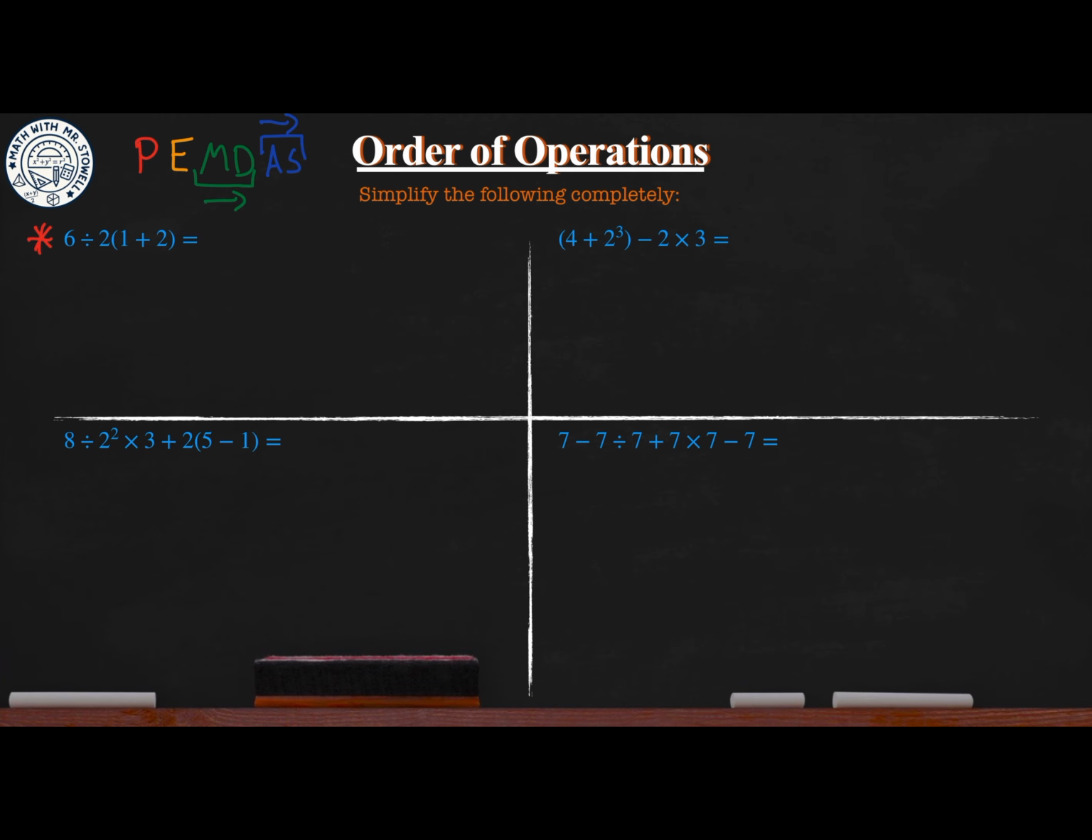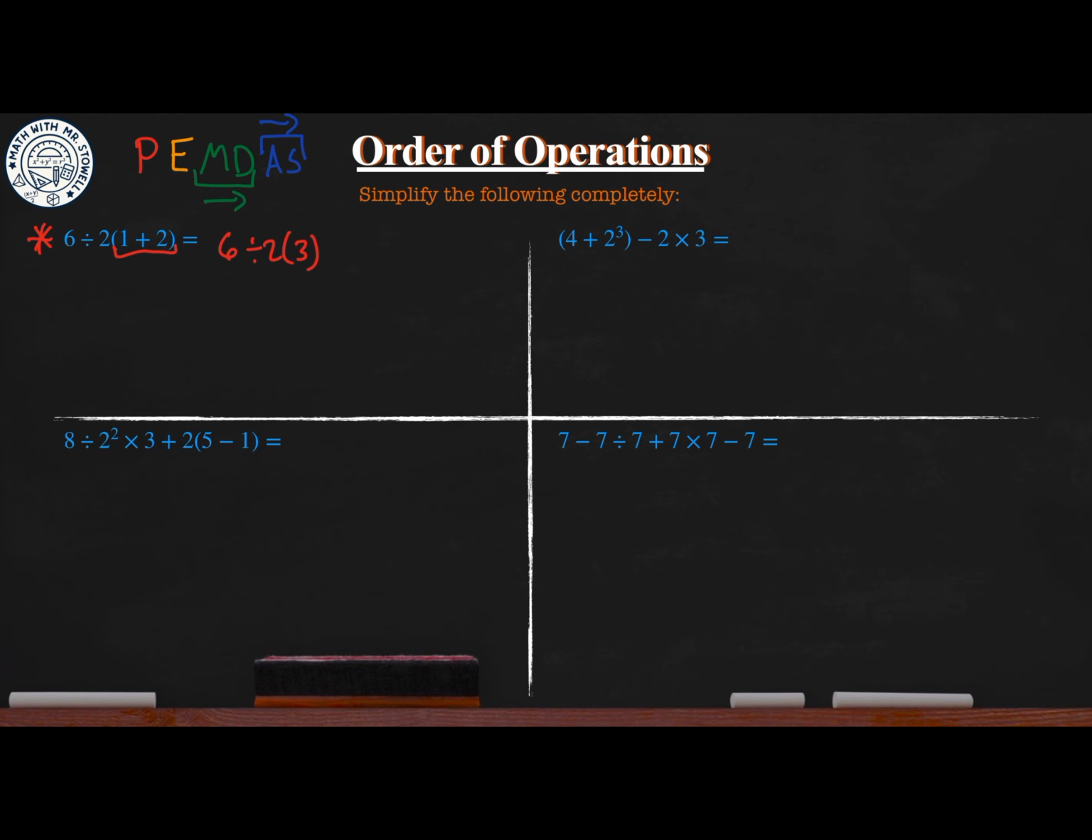So let's go ahead and look at our first expression. Let's start with our parentheses. Inside the parentheses, we have 1 plus 2. There's nothing else besides the 1 plus 2, which would give us 6 divided by 2 times 3. Do we have any more parentheses? Well, the 3 is still in parentheses, but there's nothing happening with the 3, so we move on to the exponents.